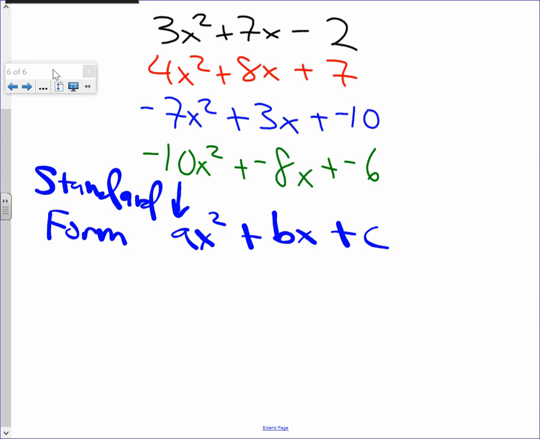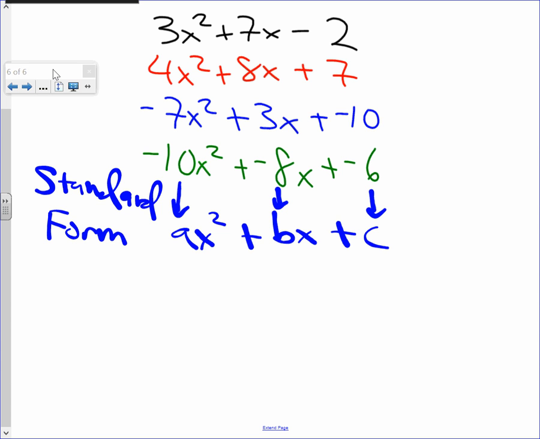How about the x term? 7, 8, 3, and negative 8. Those are my b values, you see? And then the numbers that didn't have a variable, we call them the c values. So there's a pattern, there's structure. Right, Adiaga? Phone's away? So that's the standard form of a quadratic, ax squared plus bx plus c.